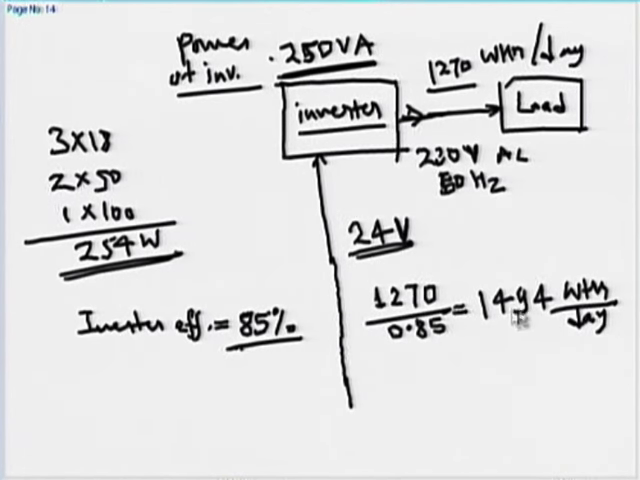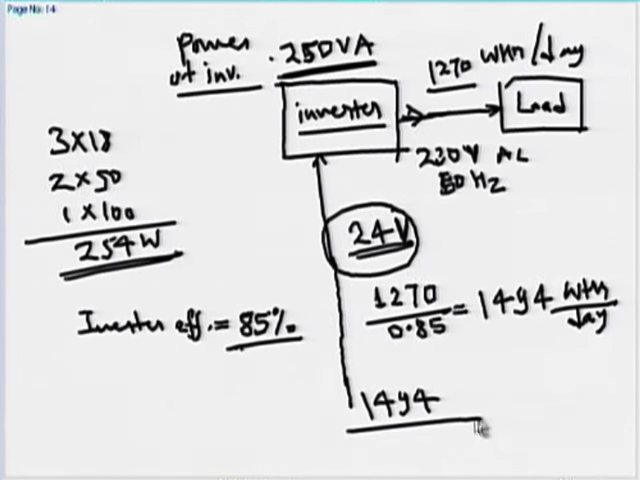I have already decided that the input voltage to the inverter is 24. This is my 1494 watt hour per day. Watt is nothing but voltage into ampere, so watt hour is volt ampere hour. If I divide this by volt, I will get the ampere hour rating of the battery. So divide 1494 by 24, I am dividing by voltage, and what I am getting is 62.2 ampere hour per day.